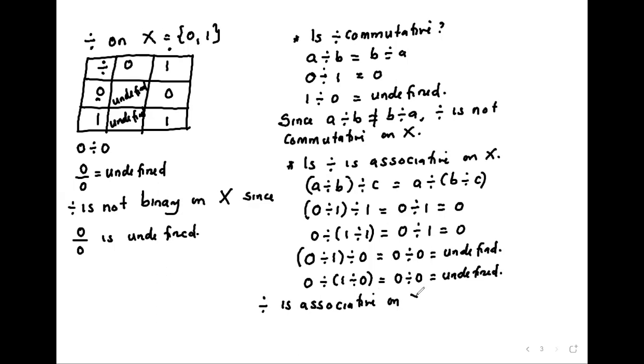On X, since A divided by B divided by C is equal to A divided by B divided by C.